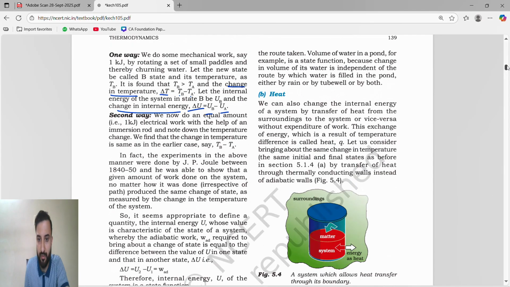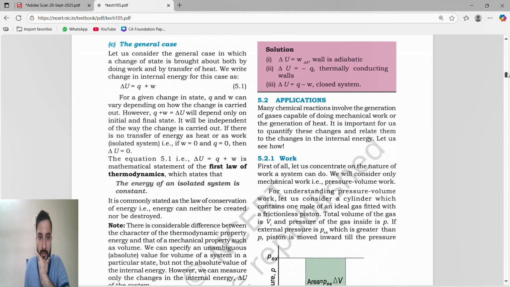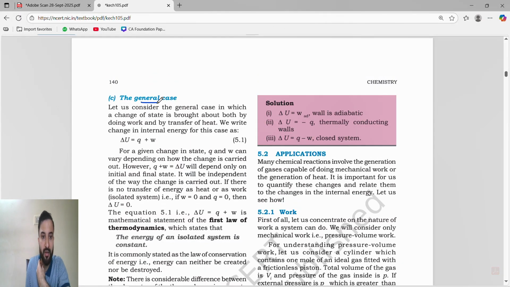Then they have given the general case here. General case: delta U equals q plus w. So it depends on how things are changing.